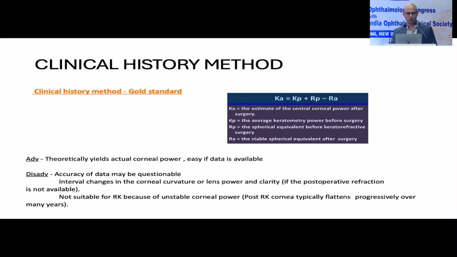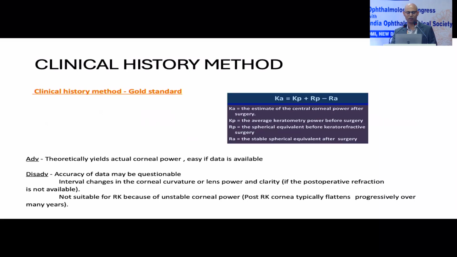So how can we obtain the true corneal power? The problem is the correct corneal power is being altered because of all these reasons which I just mentioned. Earlier we were using the clinical history method, in which we use this formula: Ka = Kp + Rp - Ra, where Ka is the estimate of the corneal power after surgery, which we want to calculate.